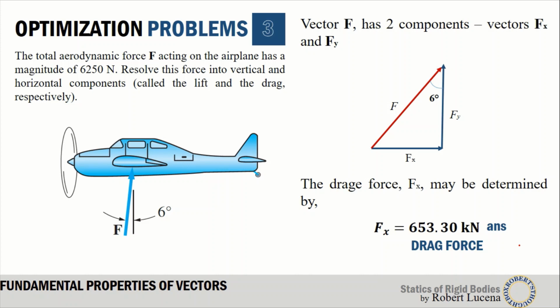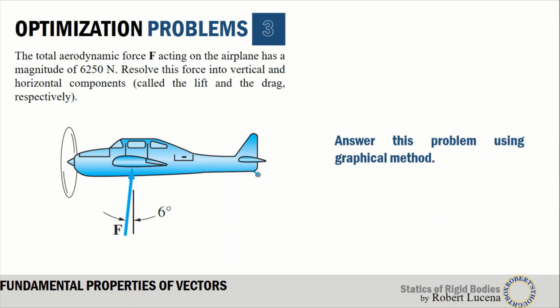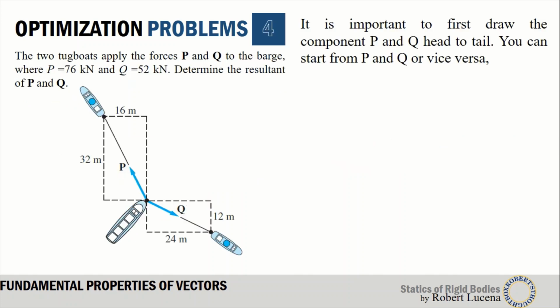Now that is the drag force. As you can see, it's small compared to the magnitude of F. So most of the force goes to the y component, or the lift force. To get the Fy, or the lift force, we use the cosine function: cosine 6 degrees equals Fy over F. Substituting the value of F, we have Fy equal to 6,215.76 kilonewton, and that is the lift force.